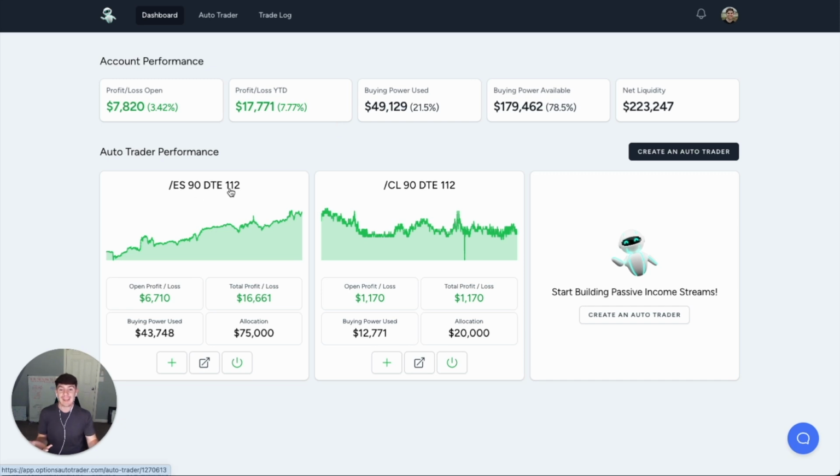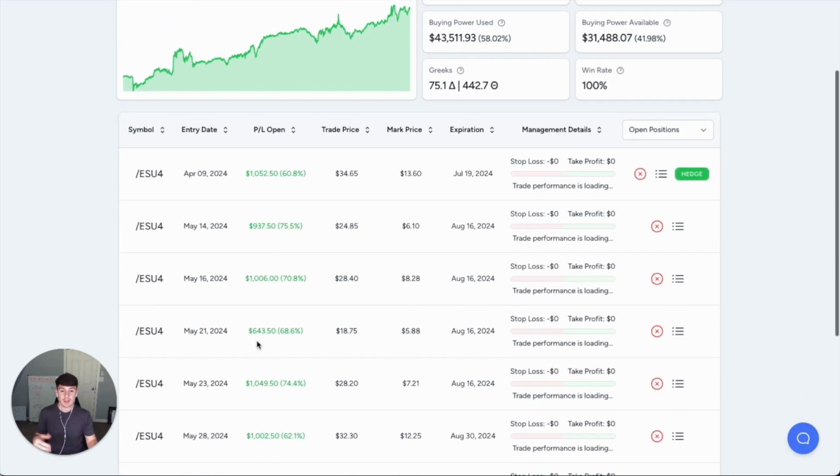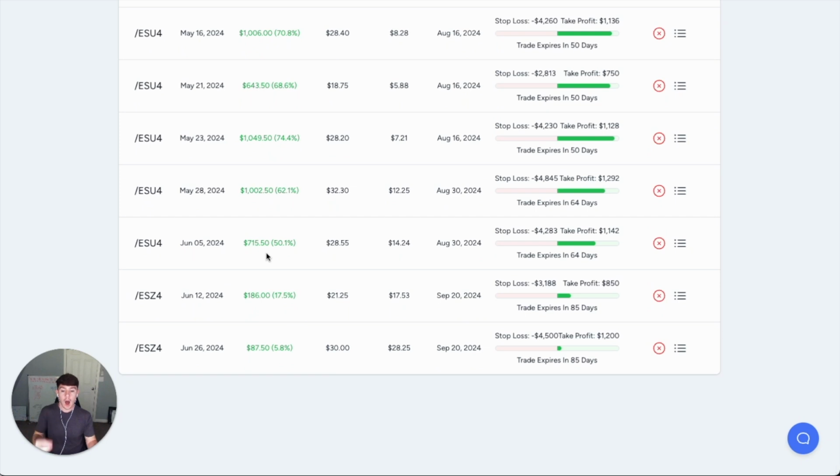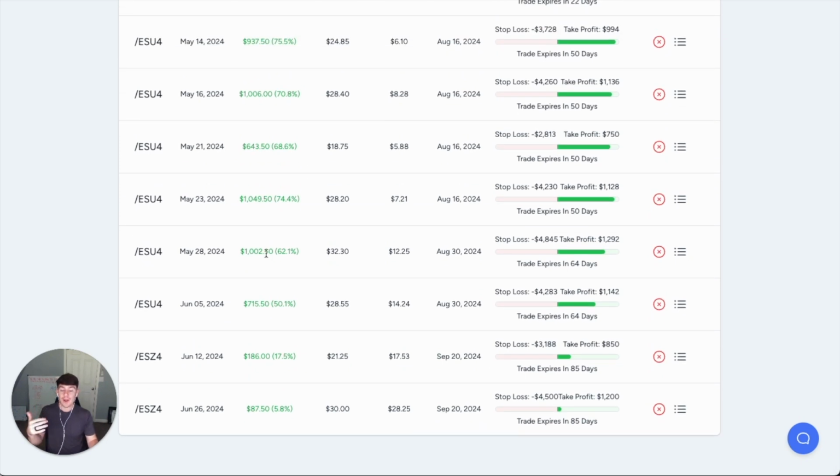You can see here I have an ES 112 that's been completely automated for me for the last 3 months, and it's made me nearly $17,000 on complete autopilot. So that's how awesome this is. You can see here all these trades were entered automatically, where I told it how and when to enter, and it did.